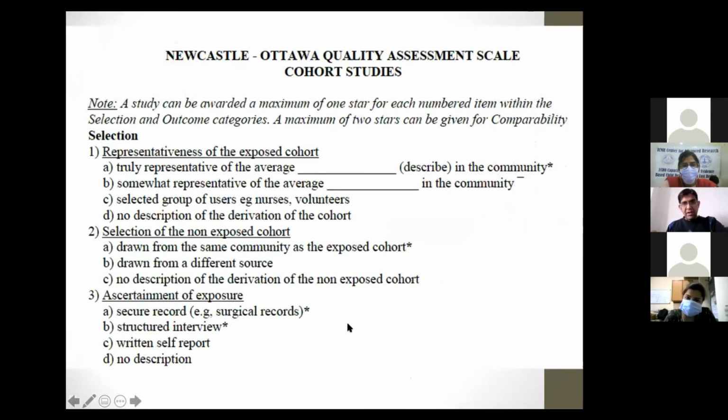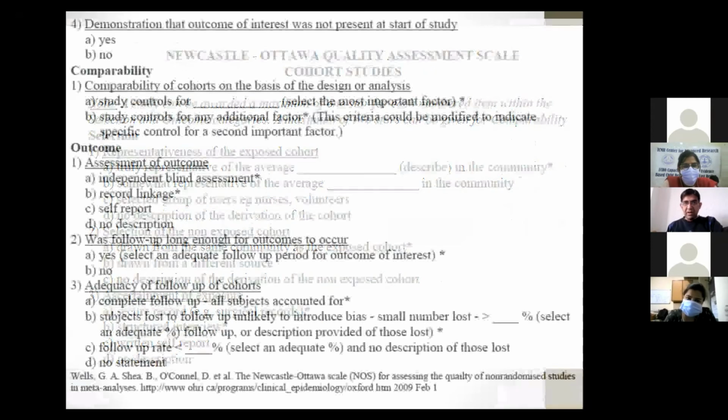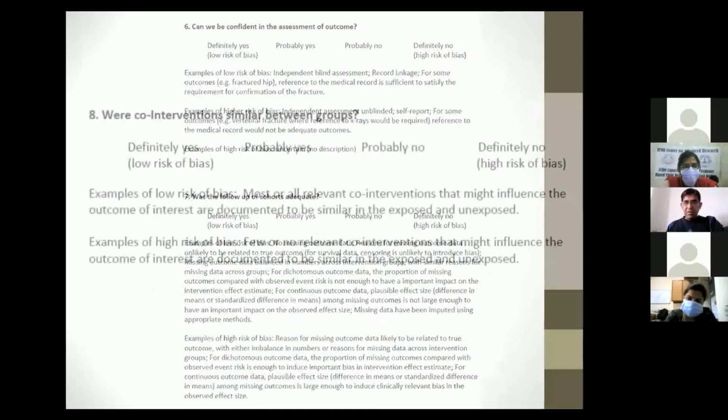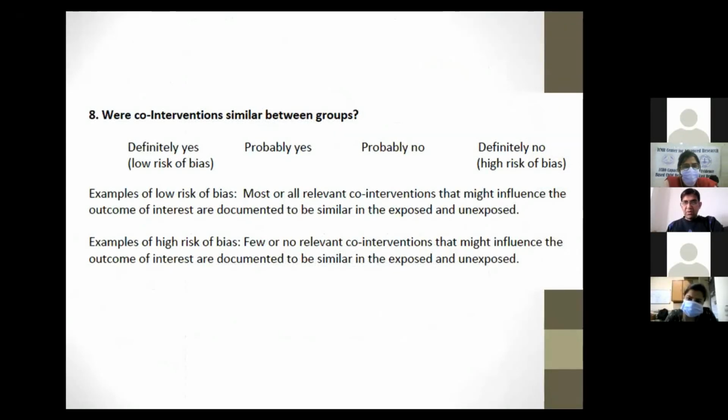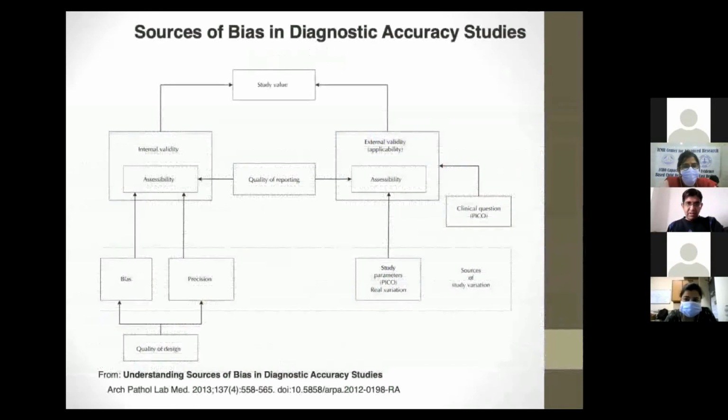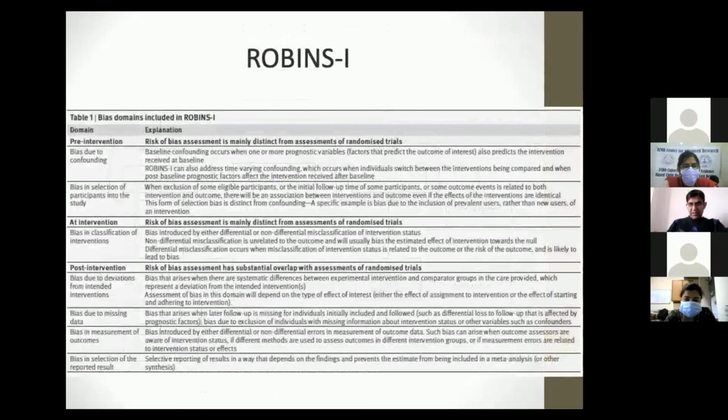The other quality assessment or risk of bias assessment tools are the Newcastle-Ottawa scale for the case control, cohort and cross-sectional study designs. And then there is ROBINS-I, that is risk of bias assessment in non-randomized studies of interventions. So these are the various tools for assessing risk of bias in intervention studies.